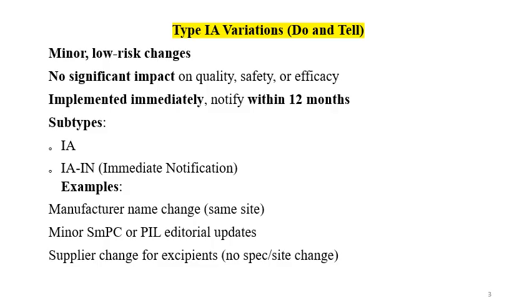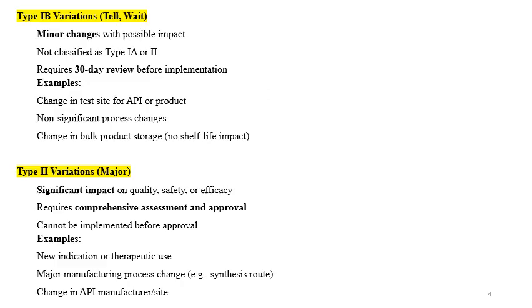Subtypes of type 1A variations are type 1A and type 1A IN, that is immediate notification. The examples of these changes are manufacturer name change, that is same site, minor SMPC or PIL editorial updates, and supplier change for the excipients with no change in the specification and site.